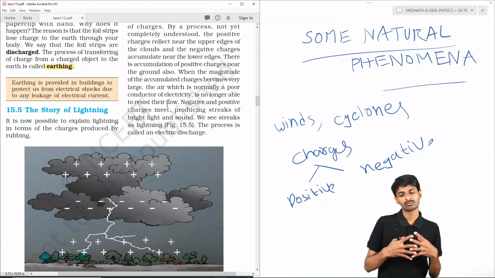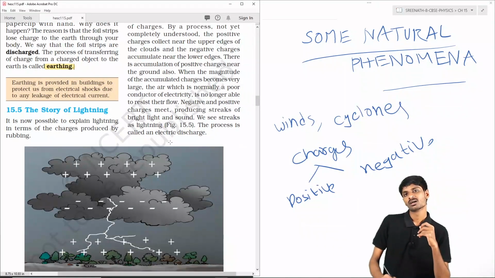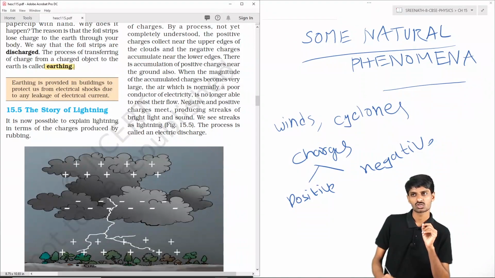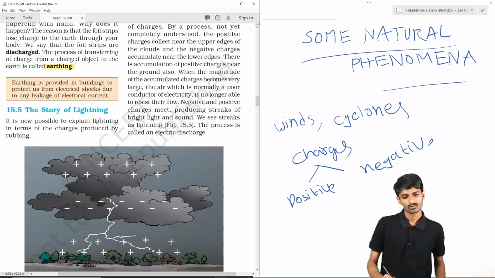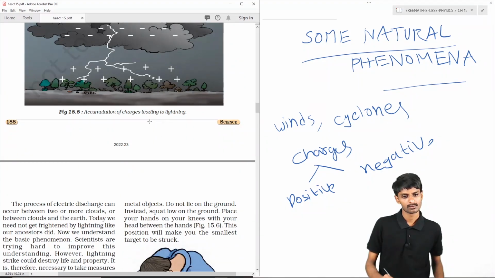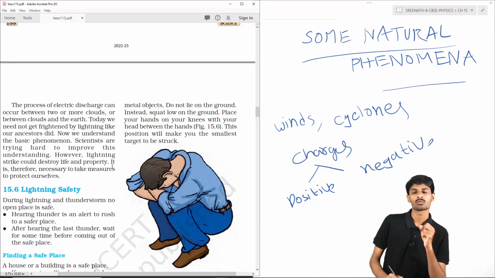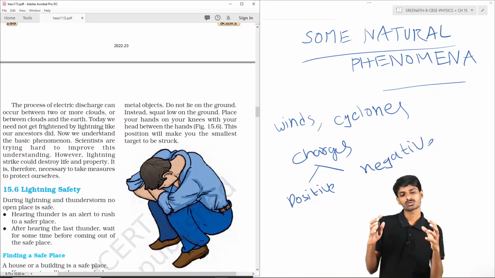So in their collision, bright light and sound is produced, that we call lightning. So this is called electric discharge, students, basically. The process of electric discharge can occur between two or more clouds, or between clouds and earth. That is the thing, students.